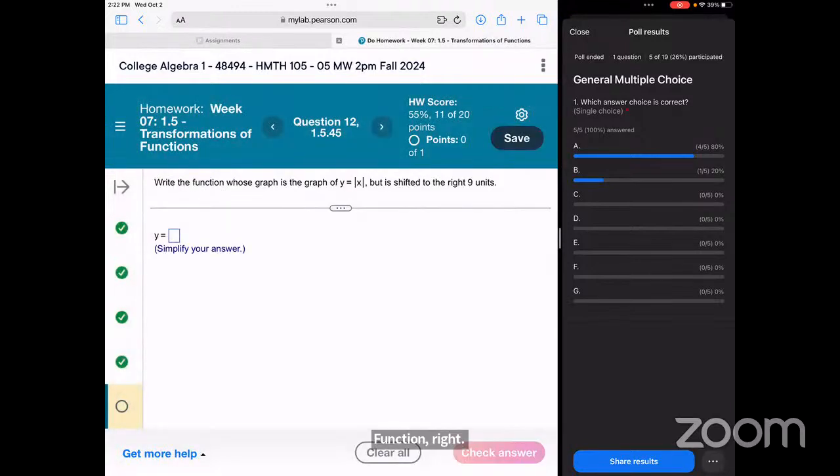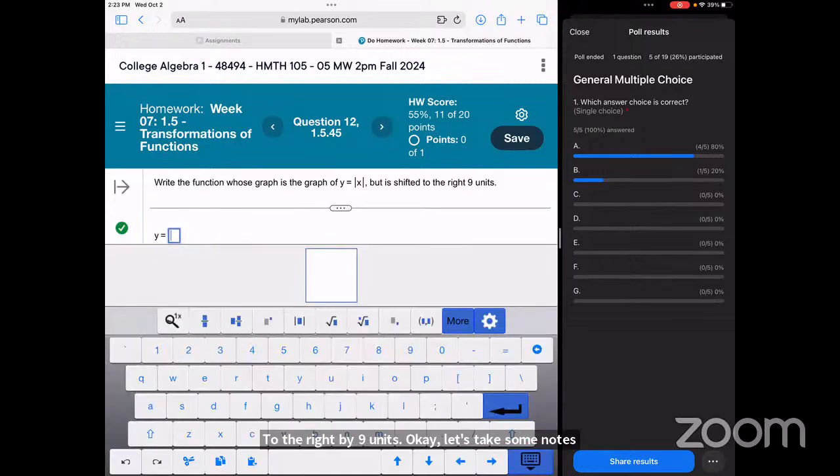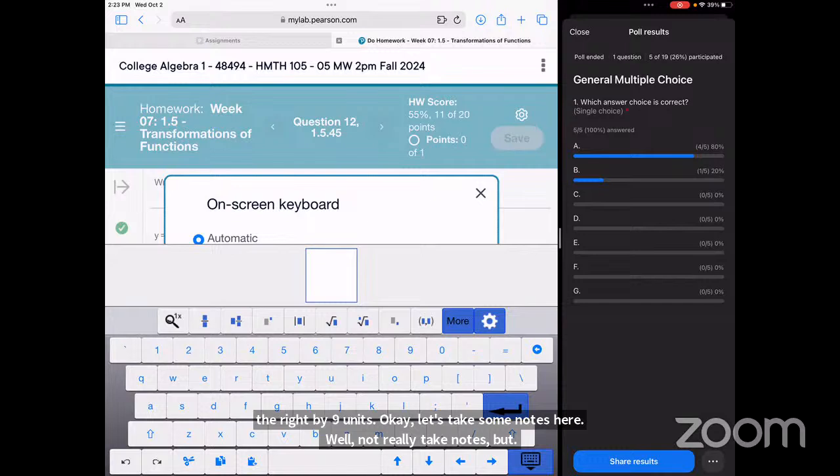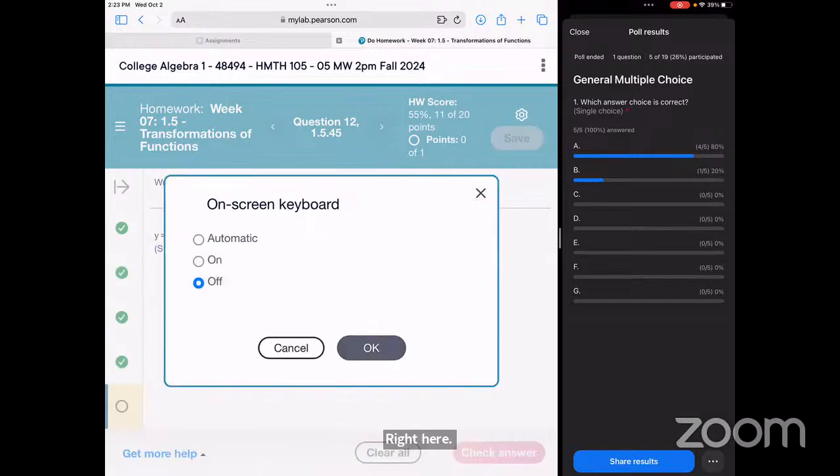222. Write the function whose graph is the absolute value of x but shifted to the right by 9 units. Okay, let's take some notes here. Well, not really take notes, but we're going to write here. Okay, where's my keyboard?